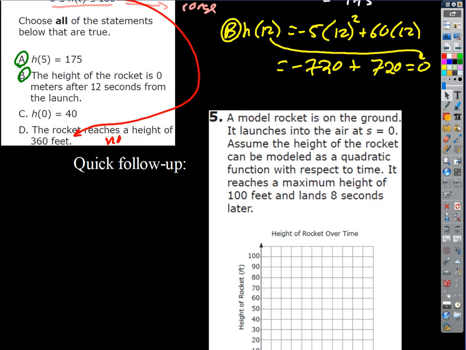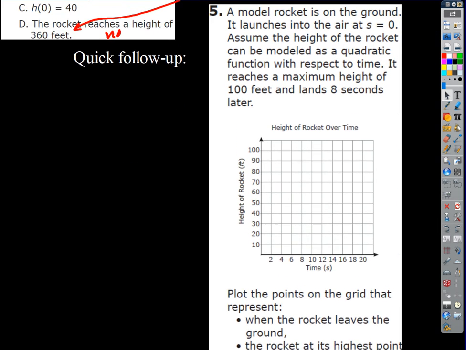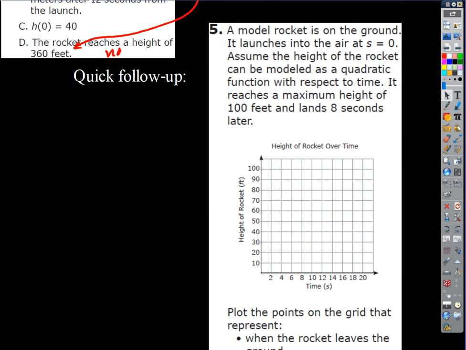So how about something like this real quick? We've got a model rocket on the ground. It launches into the air at s equals 0. And if you look at this graph up here, I would encourage everybody in the back to scoot forward, please, because some of these are really small and hard to see. This one isn't so much, but some of them are, so get closer.